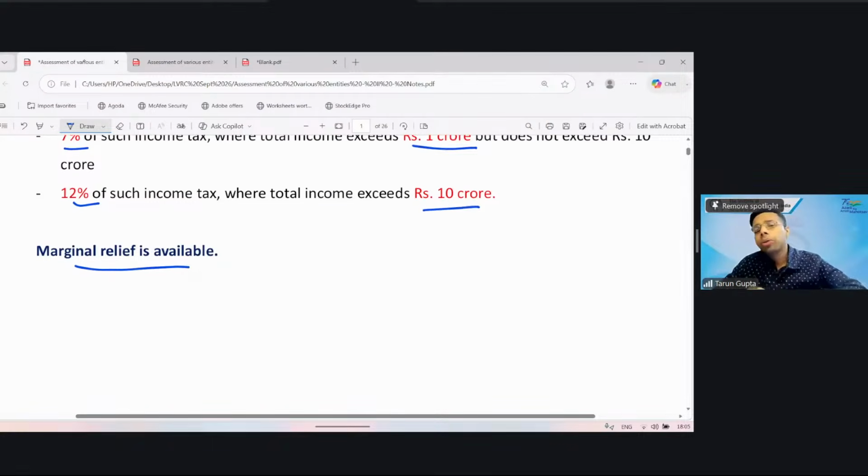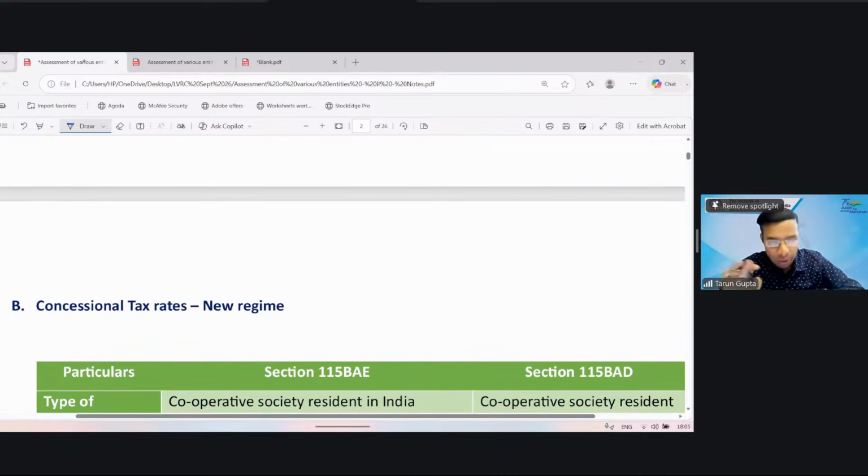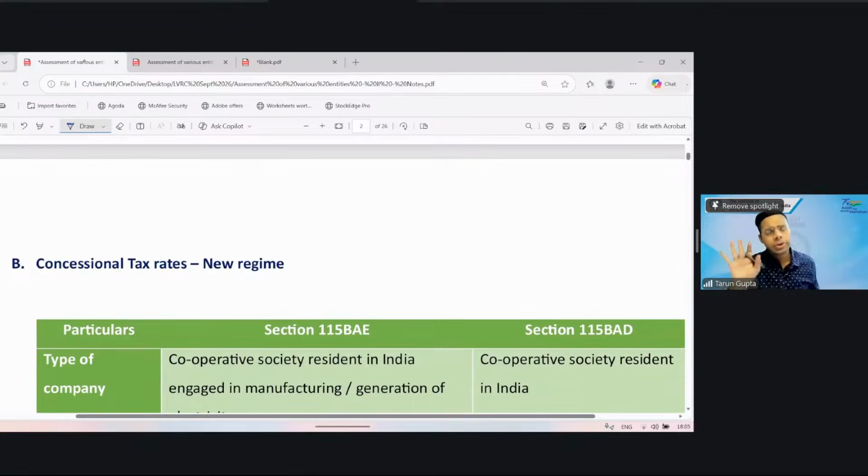Okay. So this was all about the tax rate applicable to the cooperative society under the old regime. So what are the tax rates? If the total income is up to 10,000, 10%; 10,000 to 20,000, 20%; beyond 20,000, 30%. Surcharge, if the total income exceeds rupees 1 crore, then 7%. But if total income exceeds 10 crore, then 12%. Of course, this income tax and surcharge shall be increased by the education cess of 4%. Okay, so this was pretty much easy.